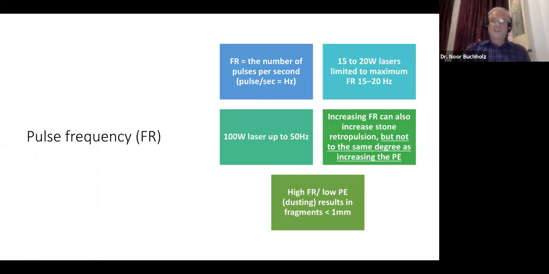Now, increasing the frequency may also increase the retropulsion, but not to the same degree as the energy. So if you want to increase your energy in a stone that is likely to jump away out of your view, always increase the frequency first, not the energy, because the frequency doesn't have this strong retropulsive effect. Now, if you have a high frequency and a low energy, we call that dusting. That results in fragments smaller than 1 millimeter.